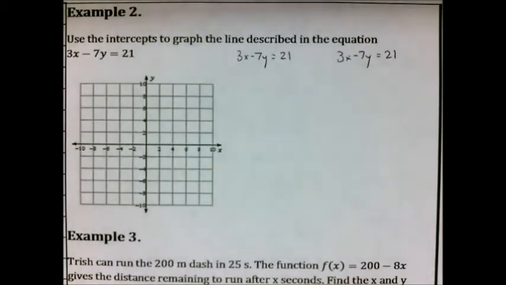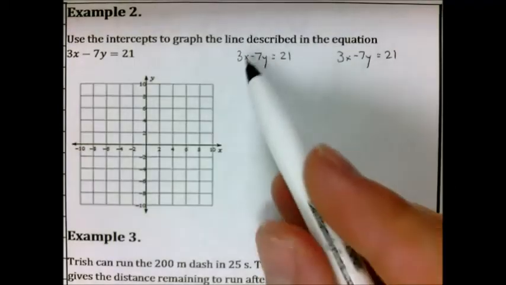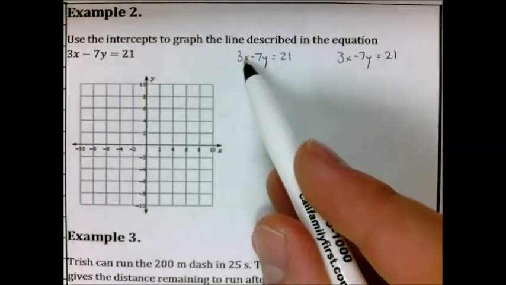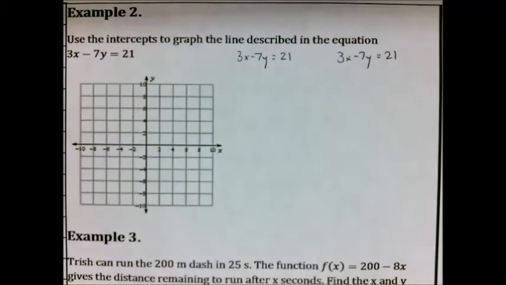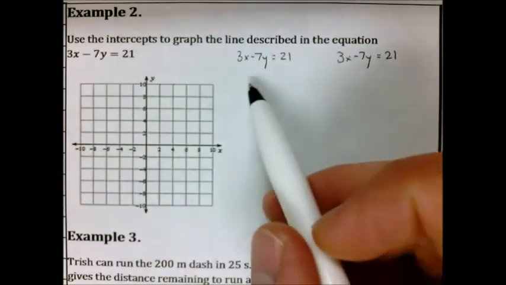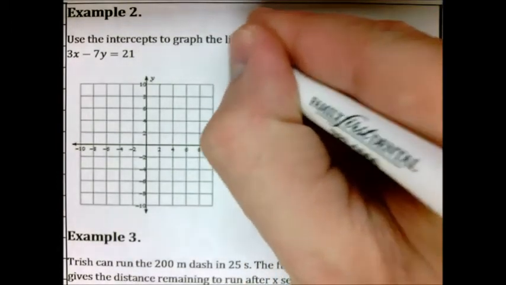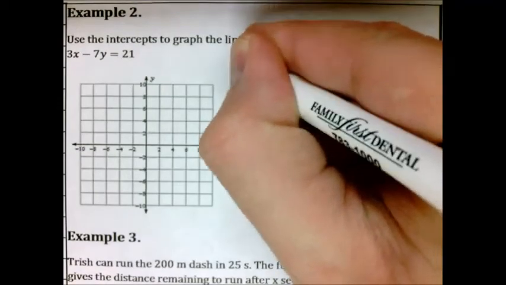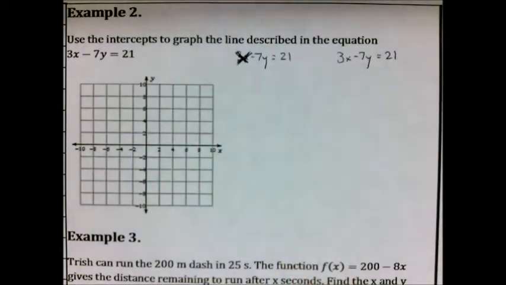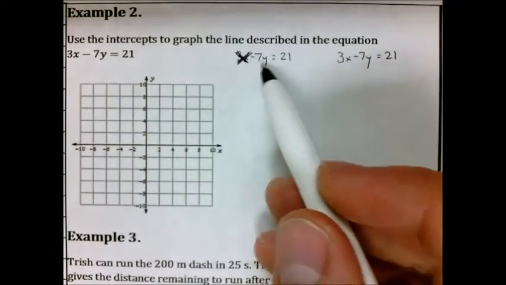Now remember, the first thing we're supposed to do is substitute 0 in for x and solve for y. If I put a 0 in for x, what's 3 times 0? Well, that's just 0, right? So all we really need to do is cover up all of the terms next to the x. Cross them off, get rid of them, because it's just 0. All we're left with then is -7y equals 21.